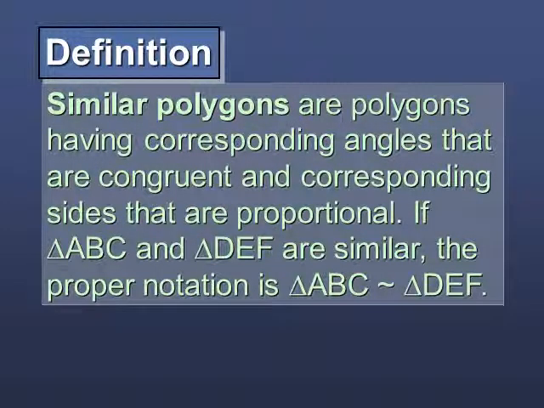Okay, so the definition of similar polygons are polygons having corresponding angles that are congruent and corresponding sides that are proportional. If triangle ABC and triangle DEF are similar, then the proper notation is the triangle ABC with one little squiggly, that means similar, to triangle DEF.